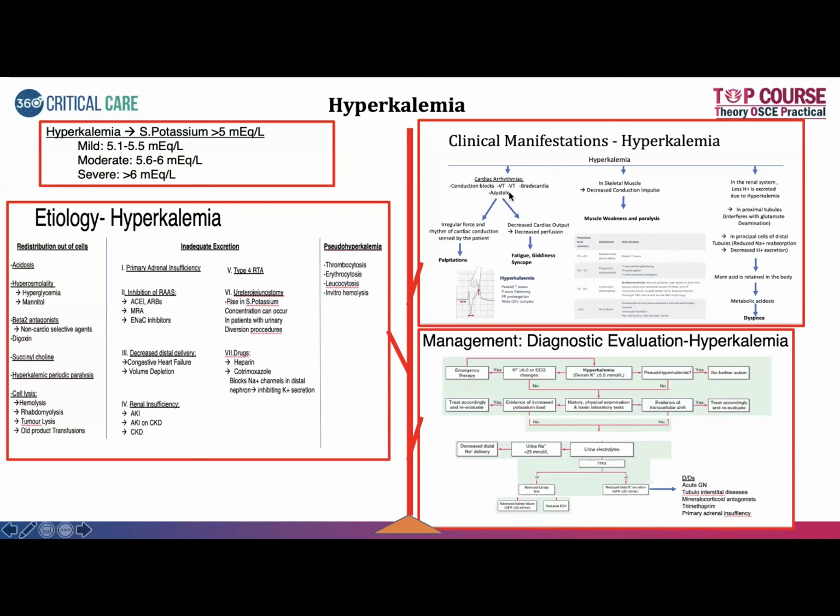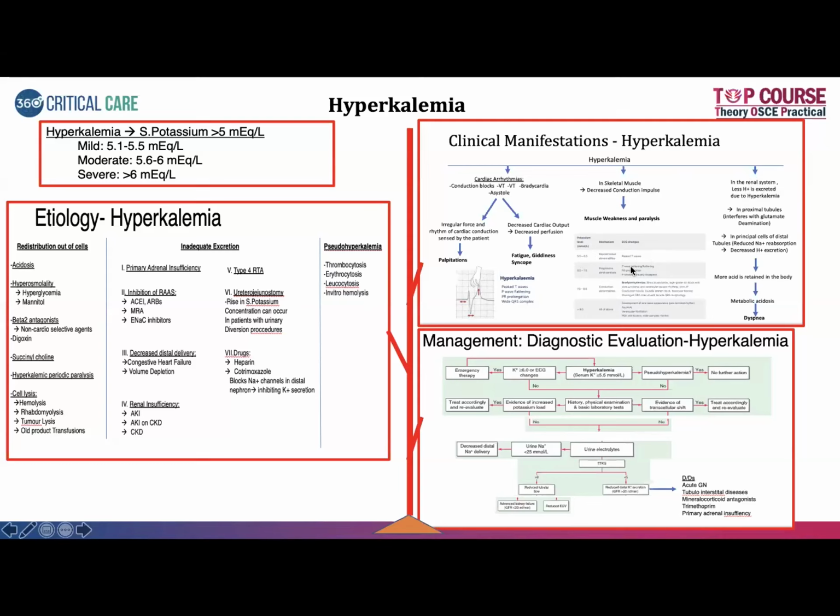Clinical manifestations, you can divide into again cardiac, skeletal muscle, and renal. So cardiac arrhythmias, when you are talking about the various levels, have various impact. For example, 5.5 to 6.5, up to that, there can be peaked T waves. Next, it will be progressing to atrium.